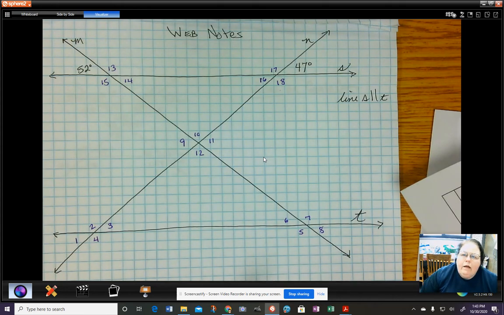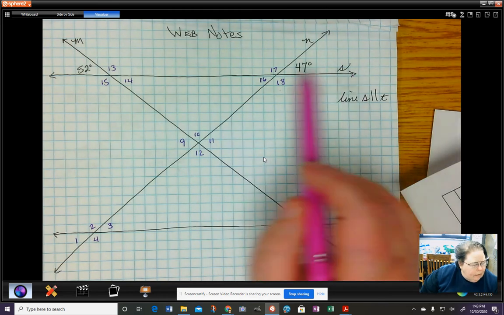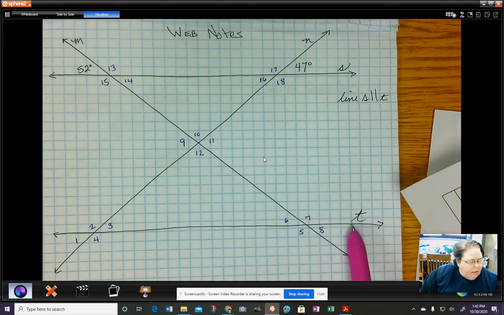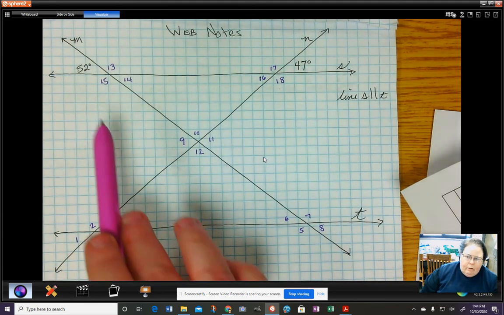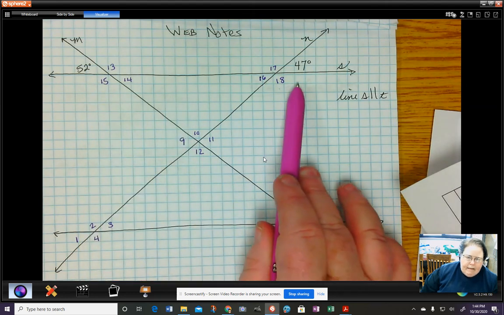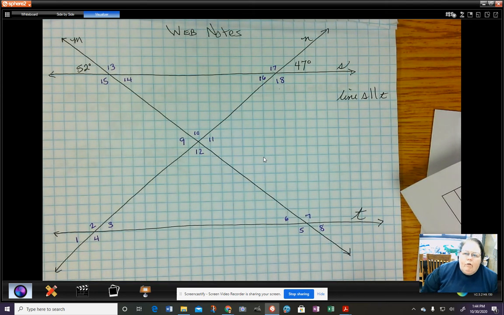And what you're looking at here is what we call a web. It's just a big giant puzzle with two parallel lines, a pair, like line S is parallel to line T, and it's cut by the transversals M and N. And we're only given two angle measures, and we had to fill in the rest of them. So let's take this piece by piece.